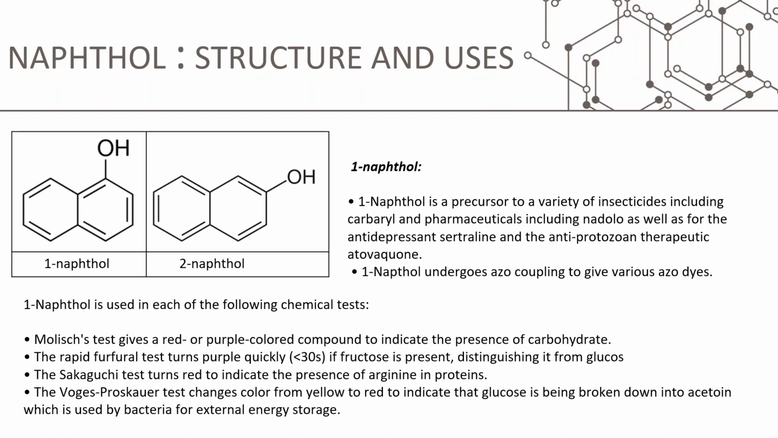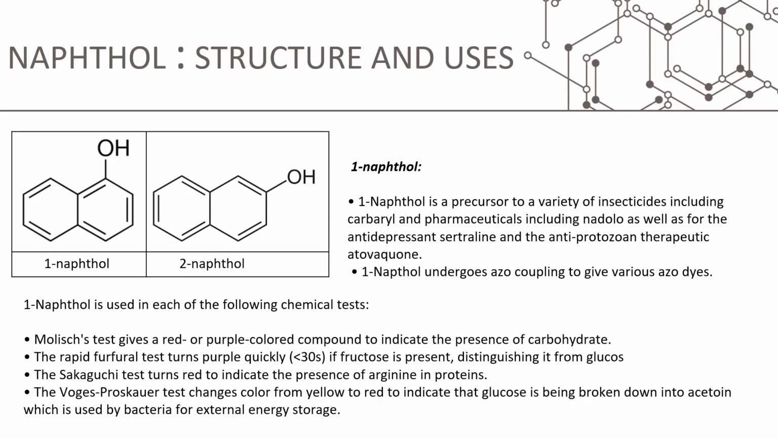Now let's see naphthol structure and uses. First of all, there are two isomers of naphthol. One is alpha naphthol, that is, we can say 1-naphthol, or IUPAC name naphthalen-1-ol. Here, the OH group, that is the alcoholic group, is on the para position, and second is beta-naphthol, that is 2-naphthol. Here, the OH group is on the ortho position. These were some points on structure.